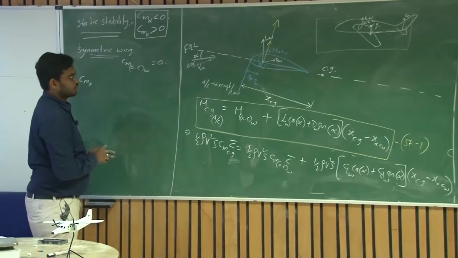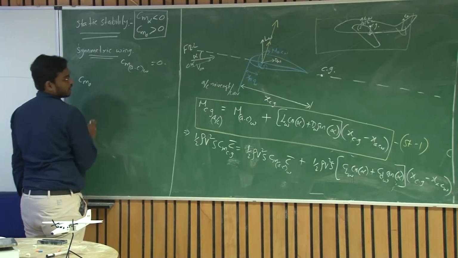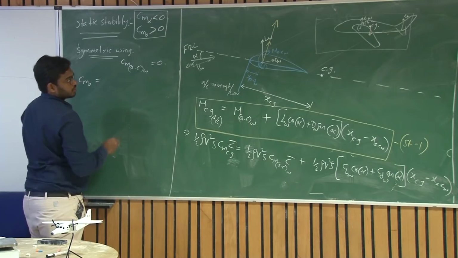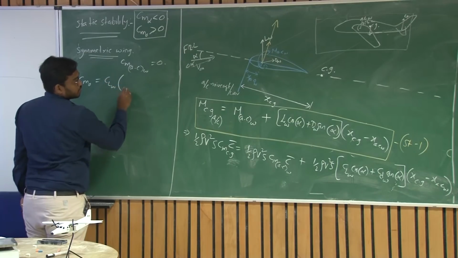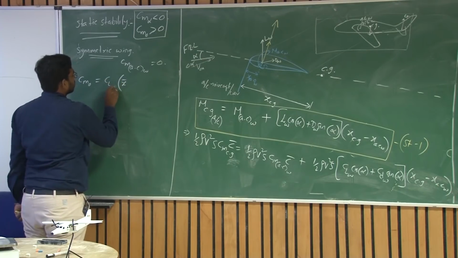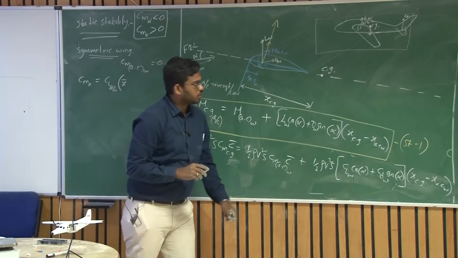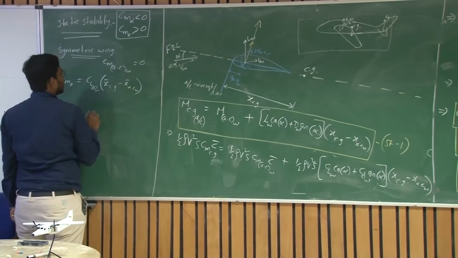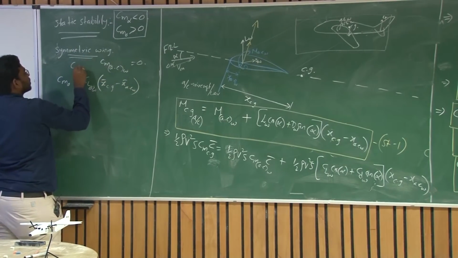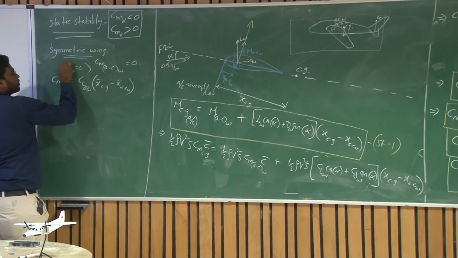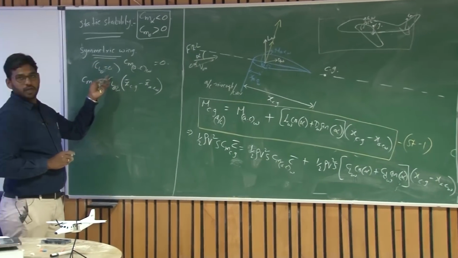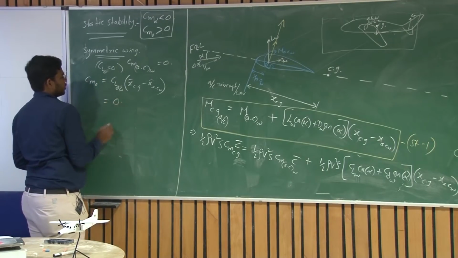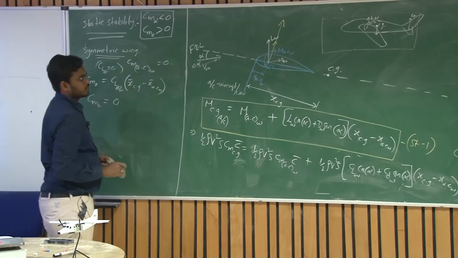From ST3 and ST4, what you have is Cm naught equals Cm AC, which is 0 for a symmetric wing, plus CL naught of the wing into x bar CG minus x bar AC of the wing. But for a symmetric wing, CL naught is equal to 0, right? Lift coefficient at 0 angle of attack is also 0. There is no lift at 0 alpha. So Cm naught is 0 for a symmetric profile.